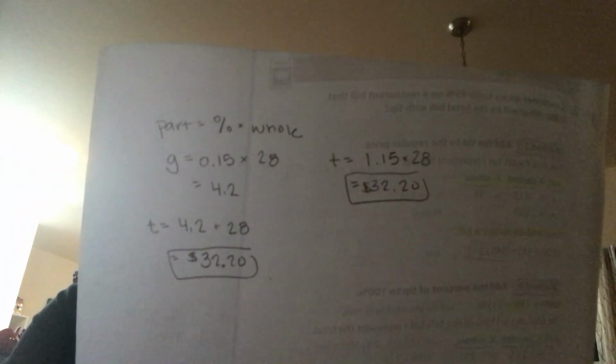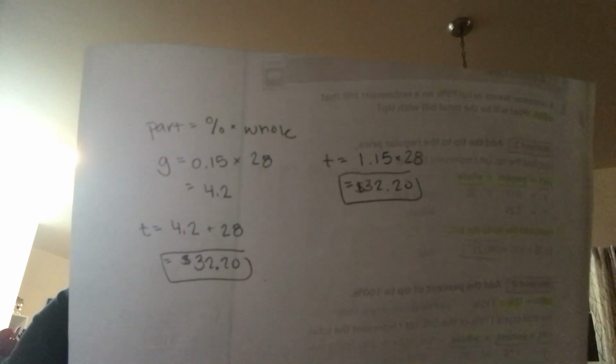4.2, good. Now 4.2 isn't our answer, is it? No, because we need to do total cost. So T for total cost is going to be that 4.2, which is the tip, plus the lunch, which was $28. And that gives us a total cost of what? Good, $32.20. Those of you that did method 2, did you get the same answer? If you typed in 1.15 times 28? You sure did, okay. So you should have one of these two options as showing your work.